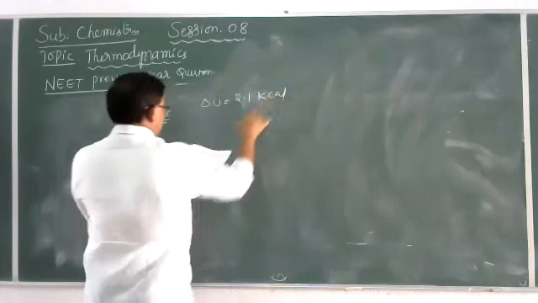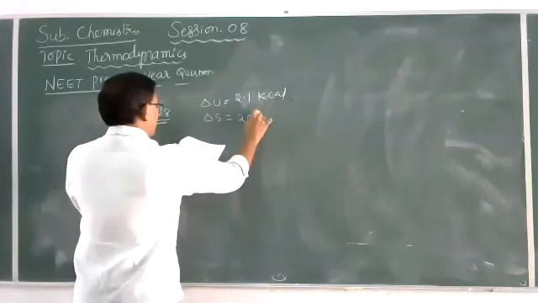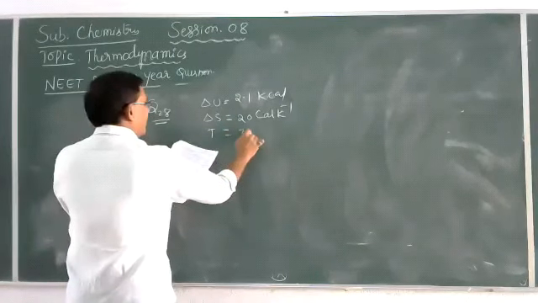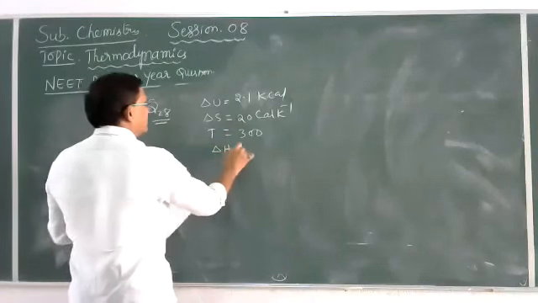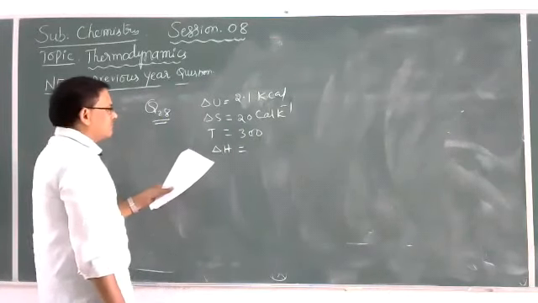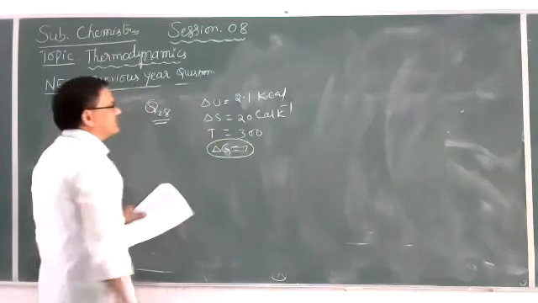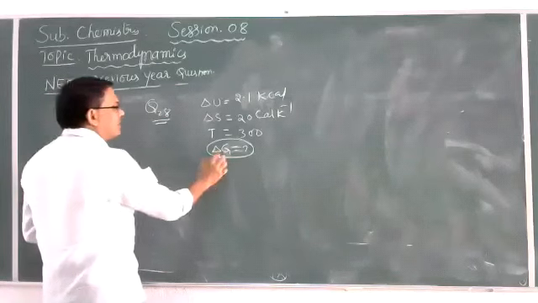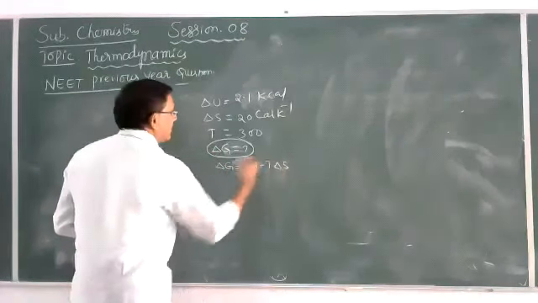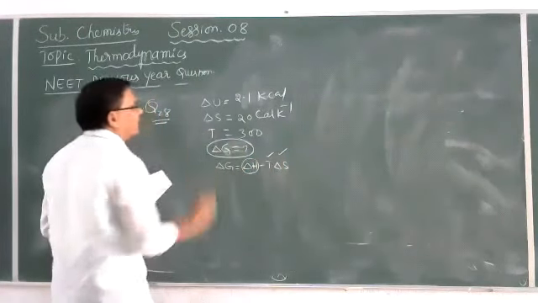Delta H is 2.1 kilocalories, and delta S is 20 calories per Kelvin. Temperature is given as 300, and delta G is the question. We want this. To calculate it, delta G is equal to delta H minus T delta S. This value we know, but we don't know this value.